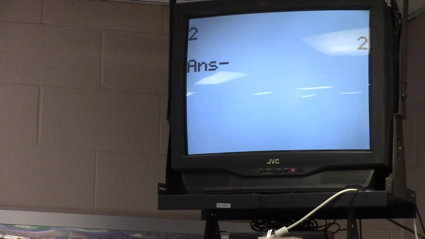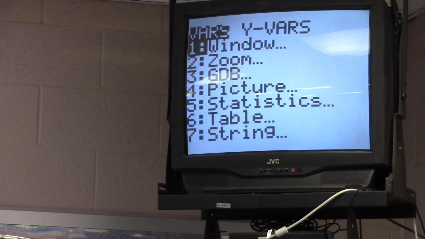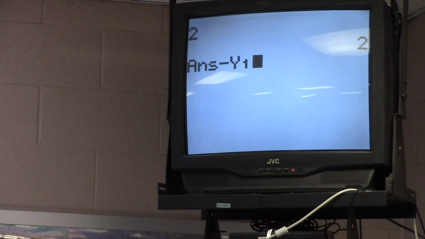F of the previous number, right? In other words, y1 of the answer. Do you guys remember this? You go Vars, Y-Vars, Function, y1 of the answer. Oh god, completely forgot. Remember the existence of this functionality? If not, this is what school is for.